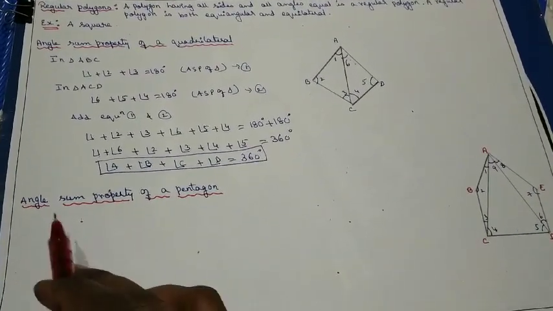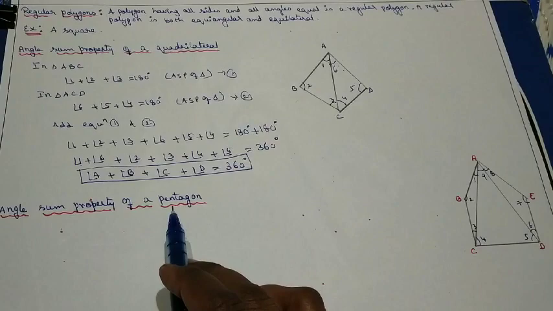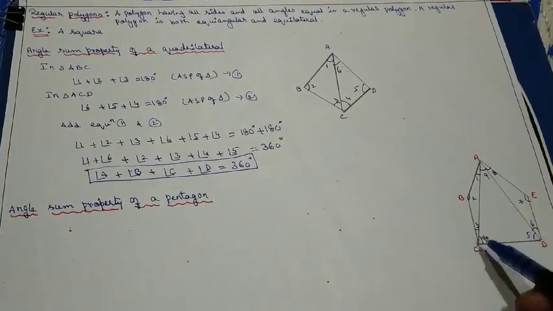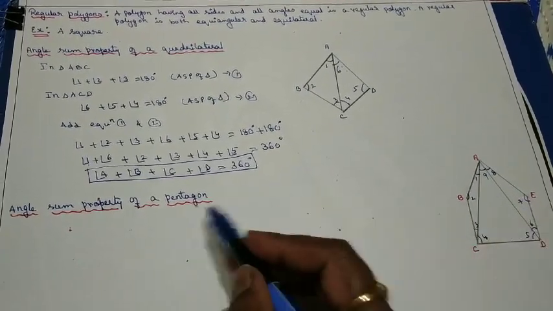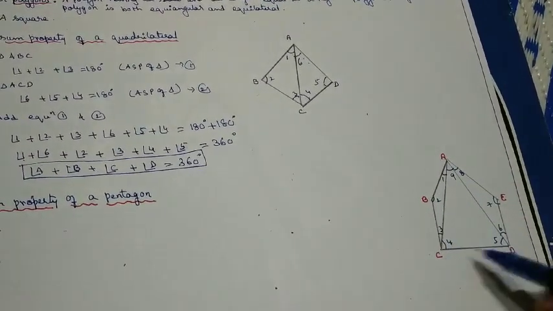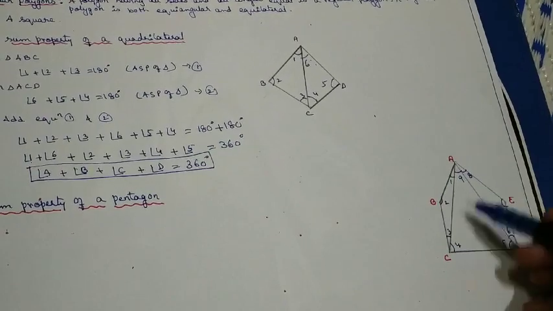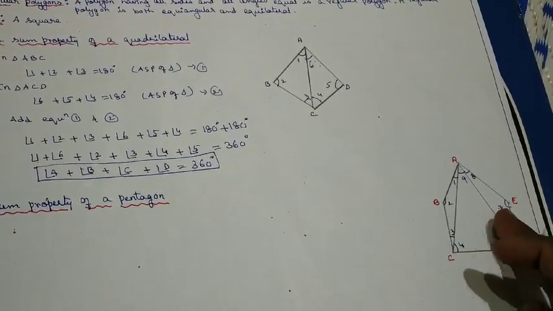Now let us know the angle sum property of a pentagon. What is meant by pentagon? A pentagon is nothing but a polygon having 5 sides or 5 vertices. So here the pentagon ABCDE is drawn, and from one vertex, that is A, 2 diagonals are drawn. So joining 2 diagonals makes 3 triangles here.